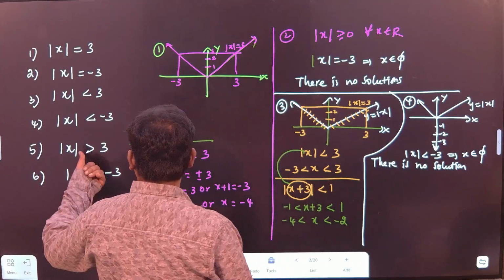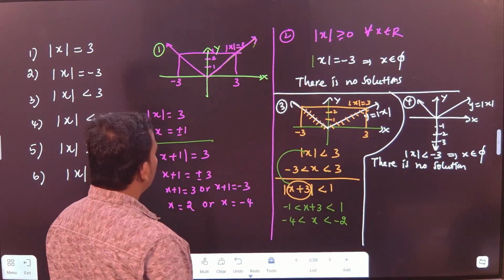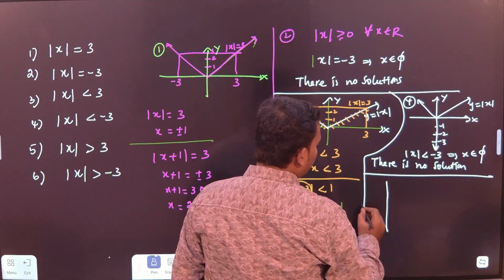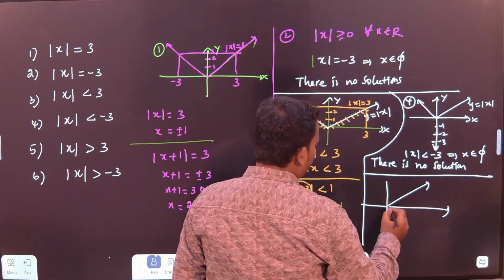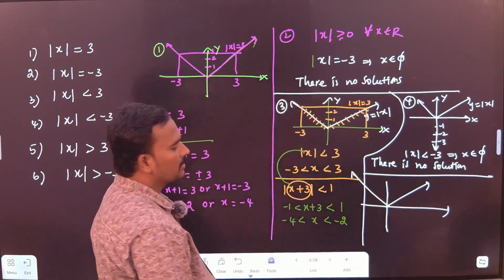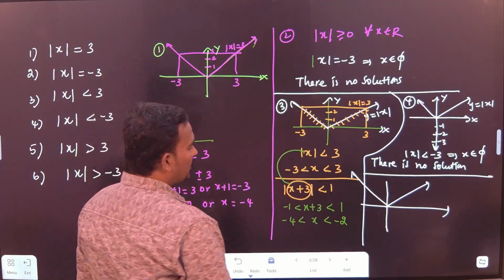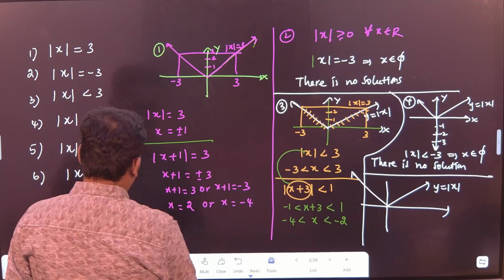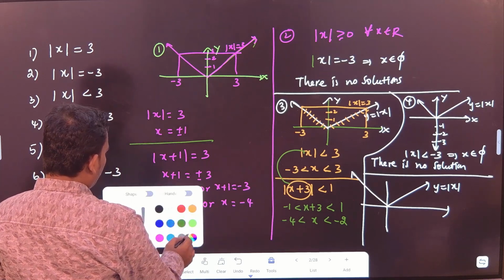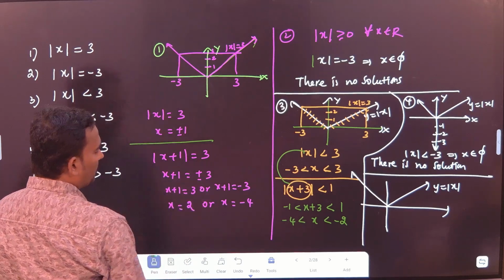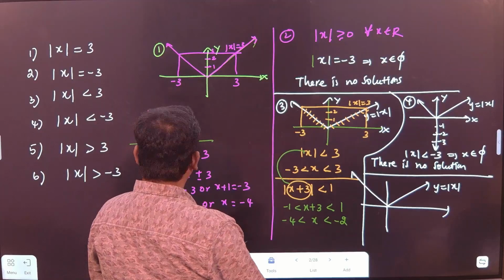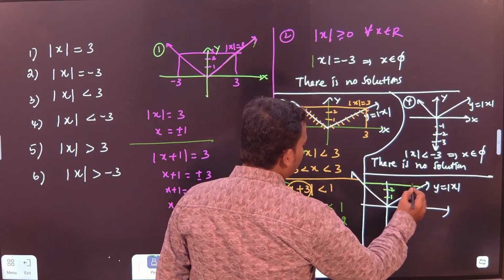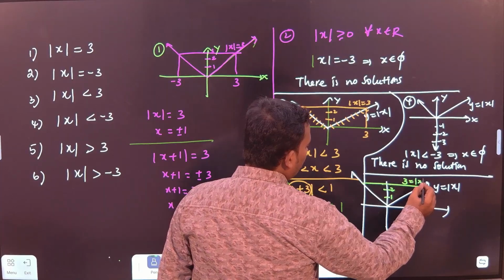Clear? Next, you can see mod x is greater than 3. Mod x is greater than 3 means what? You can see, student, this is your graph. So y is equal to mod x graph. Okay. Let me take another color. Okay, so more than 3. Let's take 1, 2, 3. You can take this 3, where mod x equals 3 here.